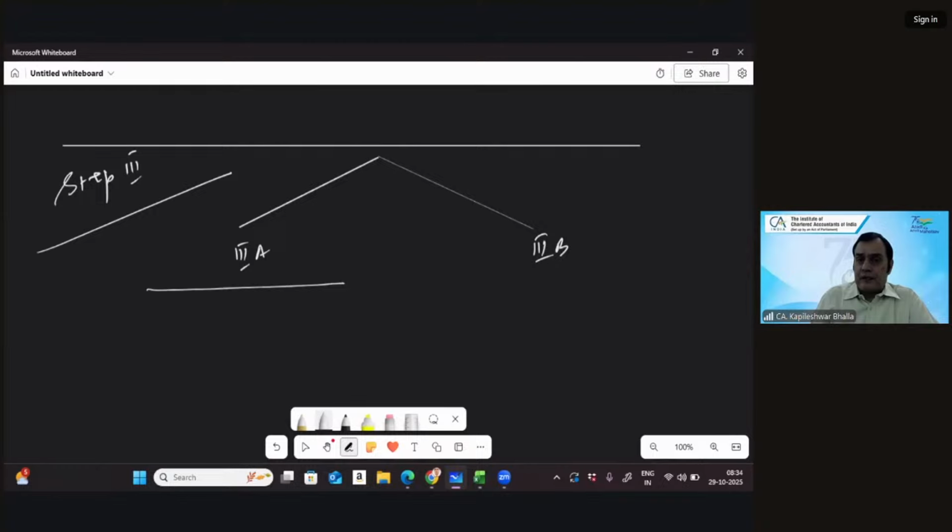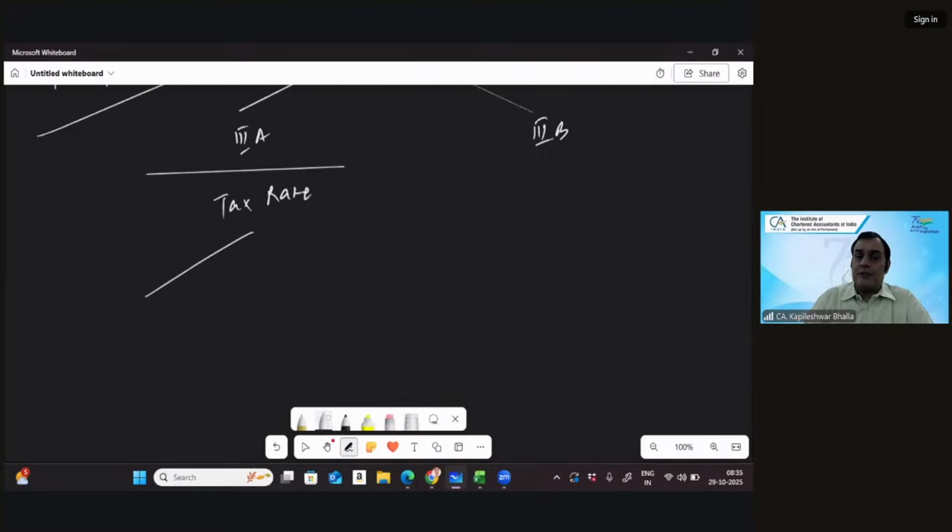Now, in step number 3A, what is crucial? Let me call this mind map number 4, which is on step number 3, 5, 6. In step number 3, your focus point would be to see whether a tax rate is given in the question or not. Because if a tax rate is given in the question, then this will lead to the application of Ind AS 12. This will lead to the deferred tax calculations in this case.